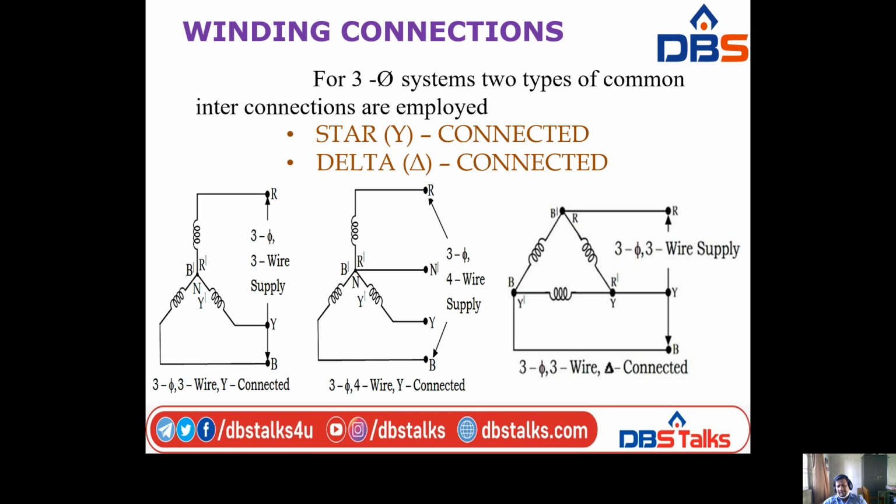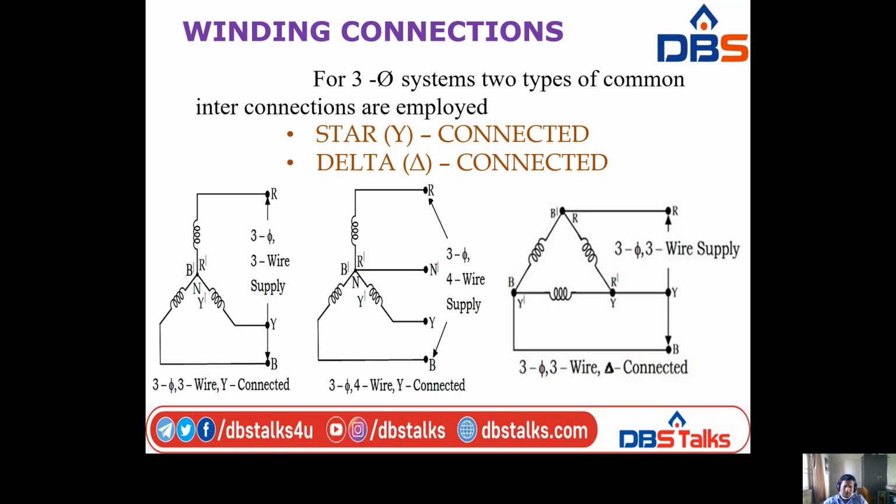Now we're coming to the most important topic, that is winding connections. For a 3-phase system, there are two common types of interconnections employed. First one, star connection or Y connection. Second one, delta connection.